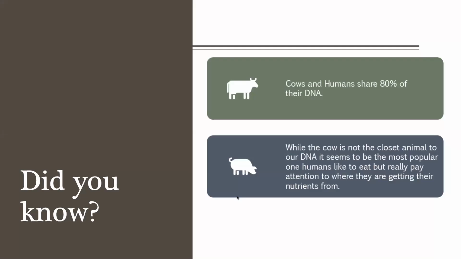So did you know cows and humans share 80% of their DNA? While the cow is not the closest animal to a human in DNA, it seems to be the most popular one humans like to eat. But again, really pay attention to where they're getting their nutrients from, because they're not getting their nutrients from meat. They're getting it from plants.